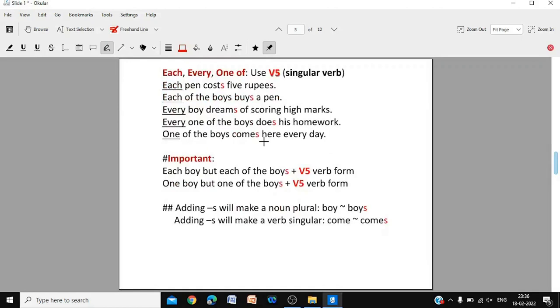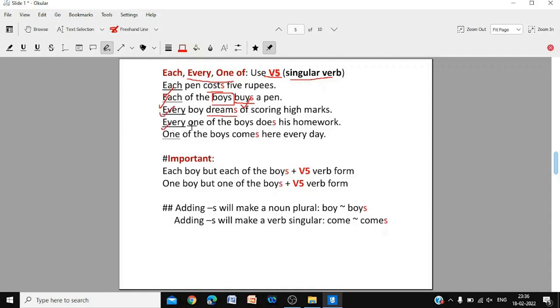Now, one special note: if we are having each, every, or one of, always use V5, the singular form of the verb. Each pen costs. See the terminal S, because it is each. Each of the boys buys a pen. Don't be confused by the word boys. It is each, so each will be buys. Every boy dreams. Every, the word every, so dreams, V5 form.